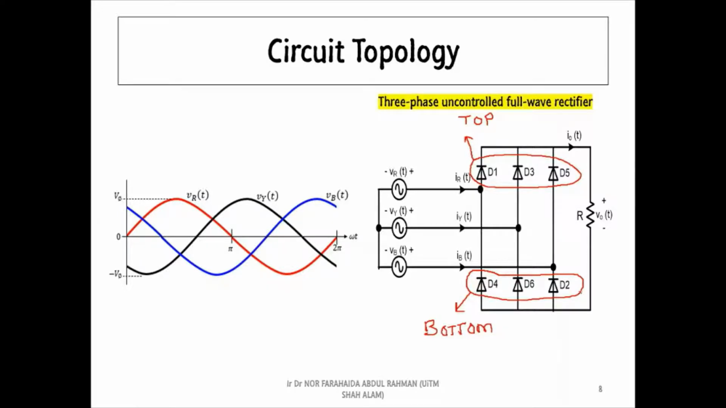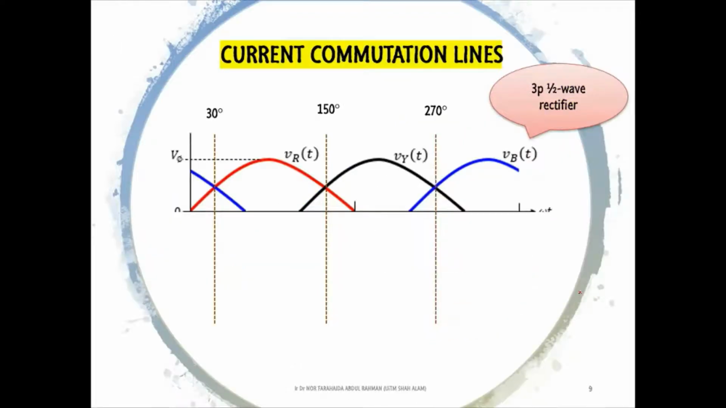Before we proceed with the principal operation of this rectifier, let's do some revision related to the commutation lines discussed in the previous video. As discussed before, there are 3 commutation lines in the operation of a three-phase half-wave rectifier. These lines are referring to the intersection points between two positive half cycles of the three-phase voltage waveforms.